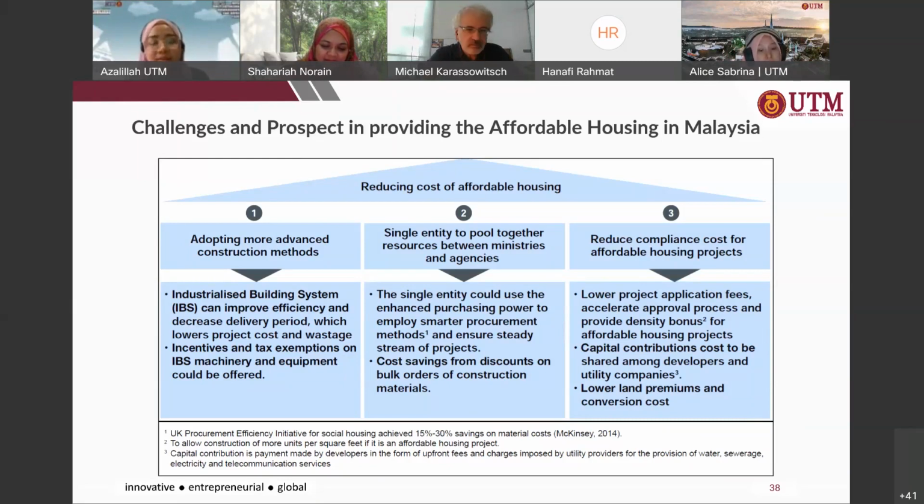That is what is really happening. So I think the government, the ministry and agencies should look back at what fees and taxes developers have, and give incentives so they can lower the cost of providing affordable housing. They should also reduce the compliance cost for affordable housing, for example fees, bonuses and so on, and have the capital contribution cost shared among developers, utilities and companies, and lower the premiums.